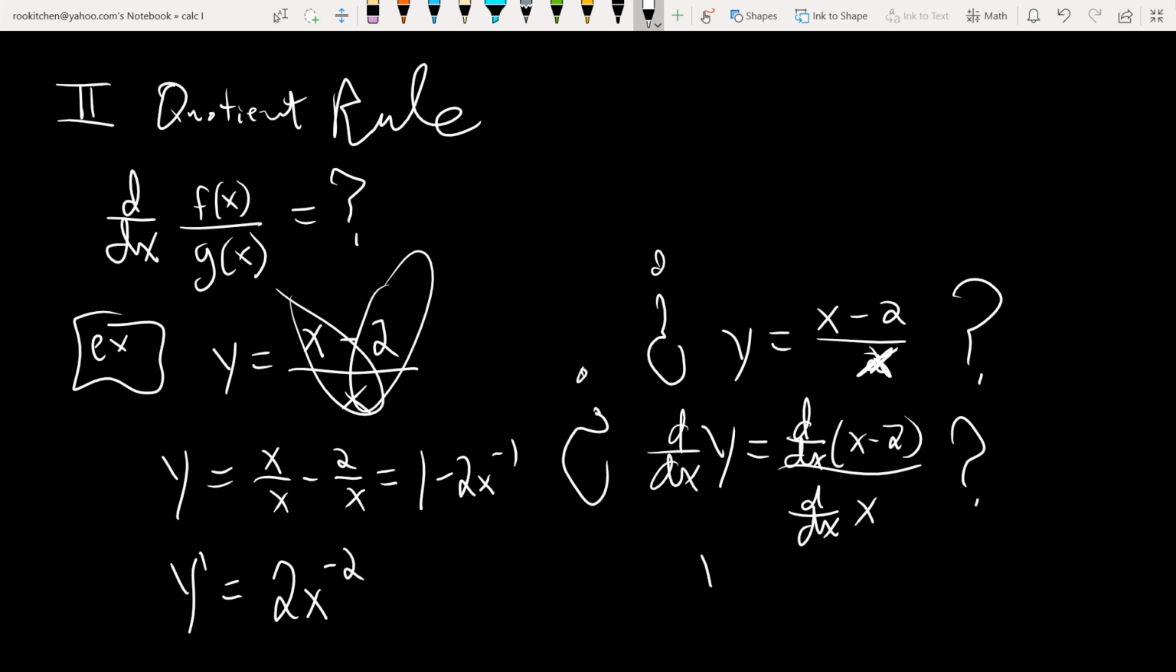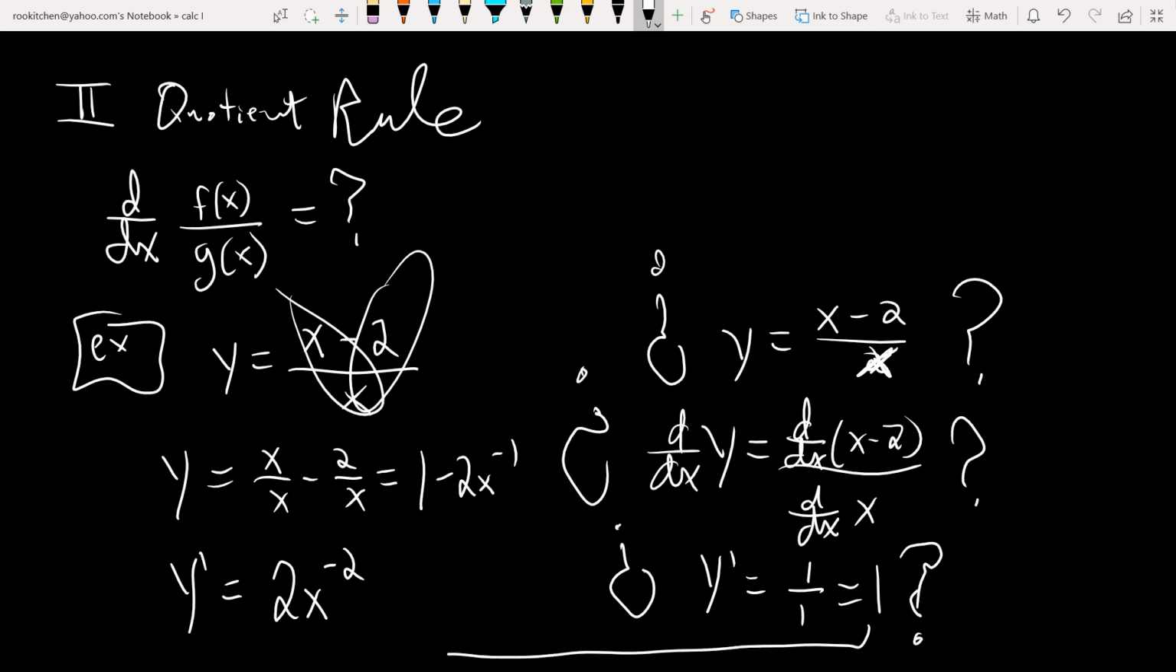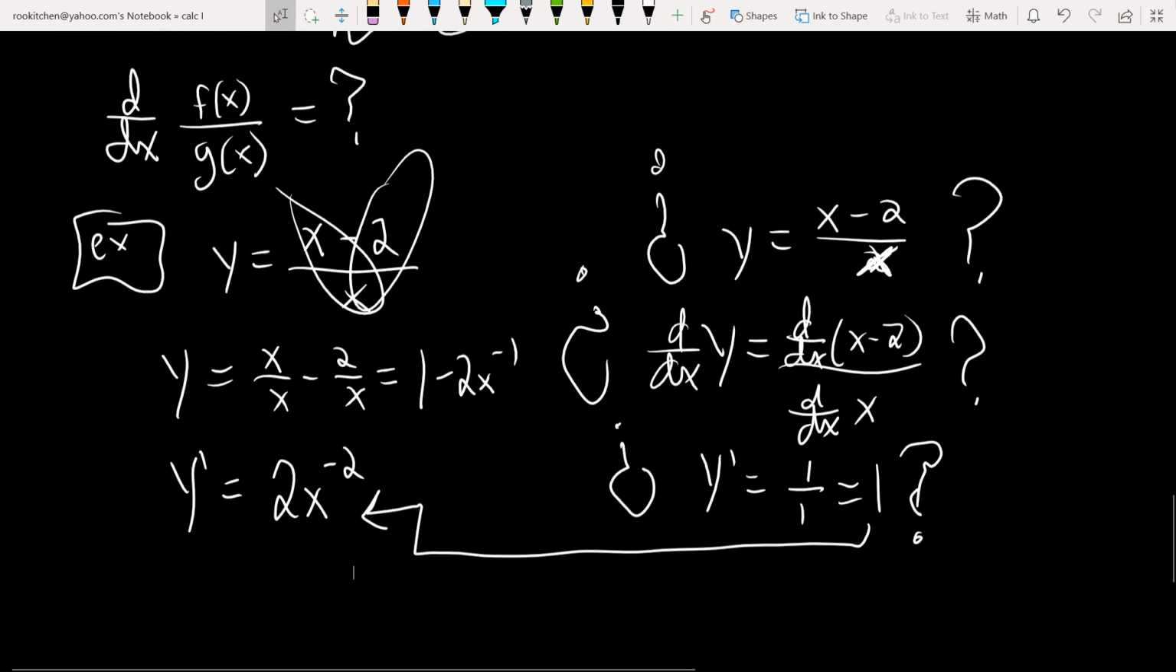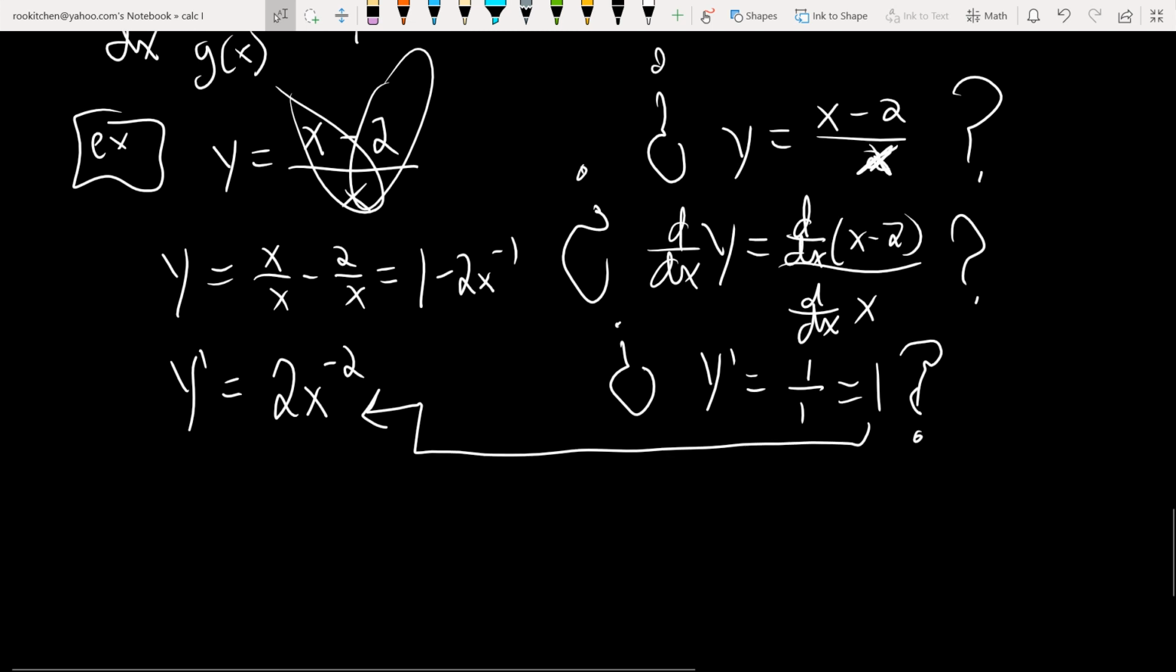Okay, so let's see what that is. If we did that, that would be saying that y prime would be equal to 1 all over 1, which of course is equal to 1. And of course that's not true, right? Just comparing it to this, we can't say universally that the derivative of a quotient is equal to the quotient of the derivatives. There exists at least one case where that's not true.